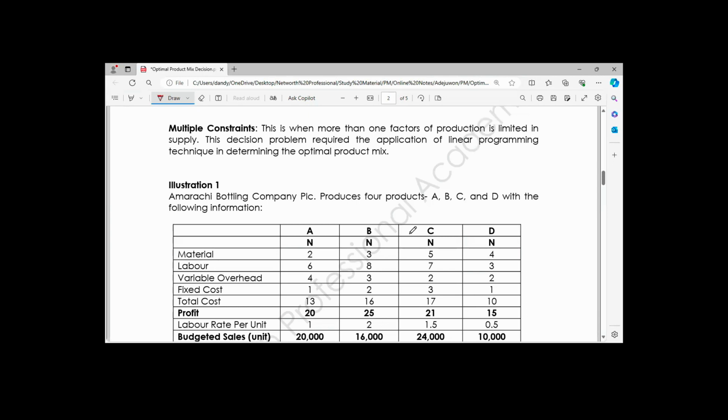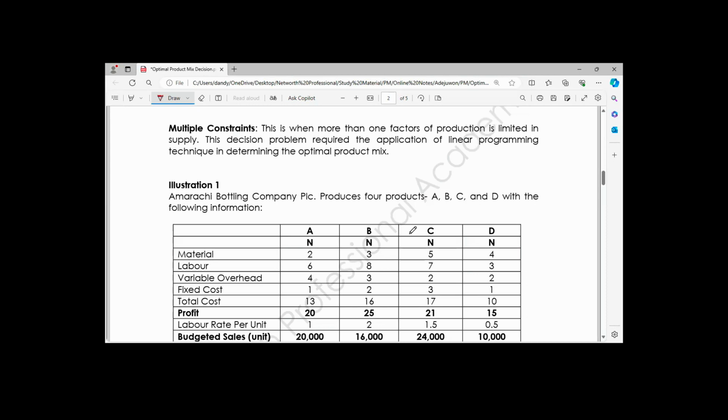But if in the question you are given a constraint for more than one resource, say for example, 5,000 kilograms for material, 2,000 hours for labor, 3,000 hours for machine, what that means is that you are supposed to use linear programming.